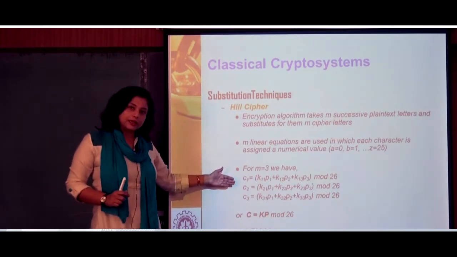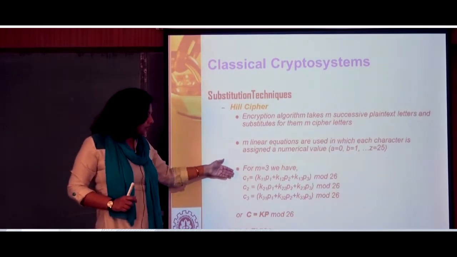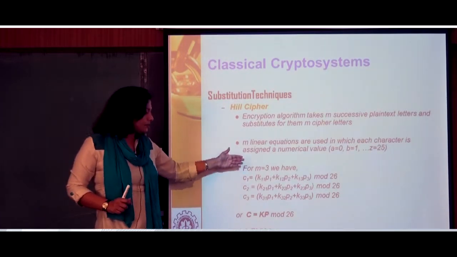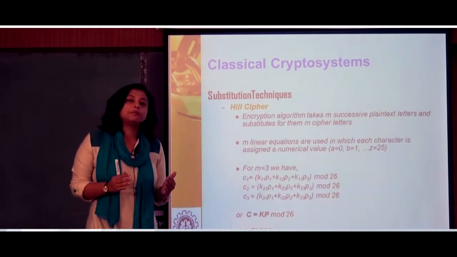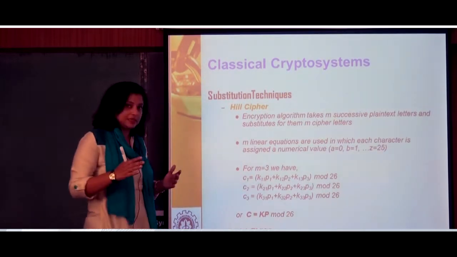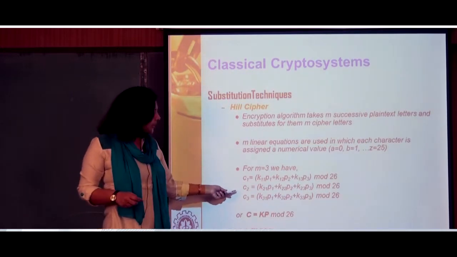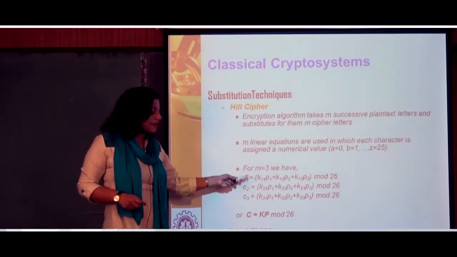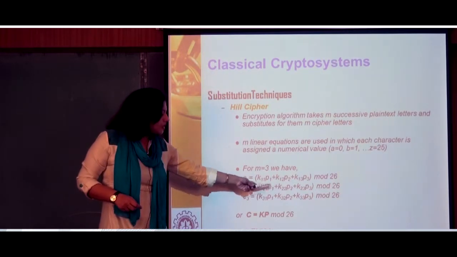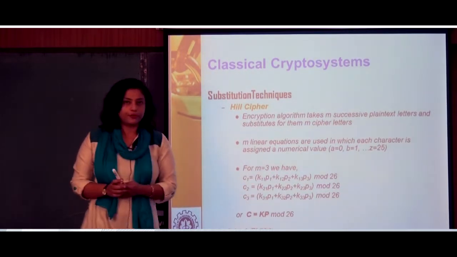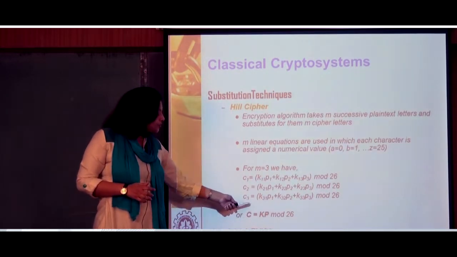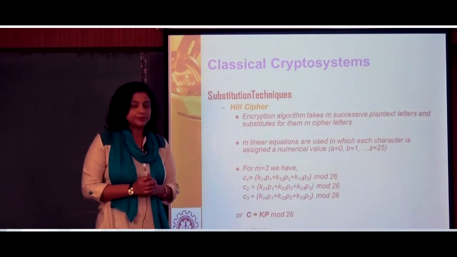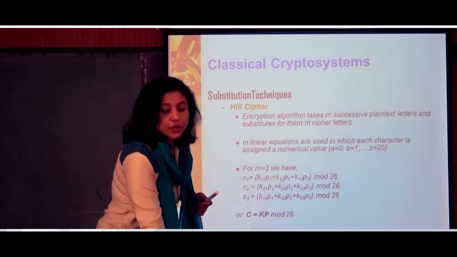Let's go to the next, the ciphertext 2 or C2. It can be written as K21 P1 plus K22 P2 plus K23 P3, mod 26. And the last one, C3, can similarly be written as K31 P1 plus K32 P2 plus K33 P3, mod 26. So in general we can write the ciphertext C equal to K multiplied by P, mod 26. Let's look at it with an example.